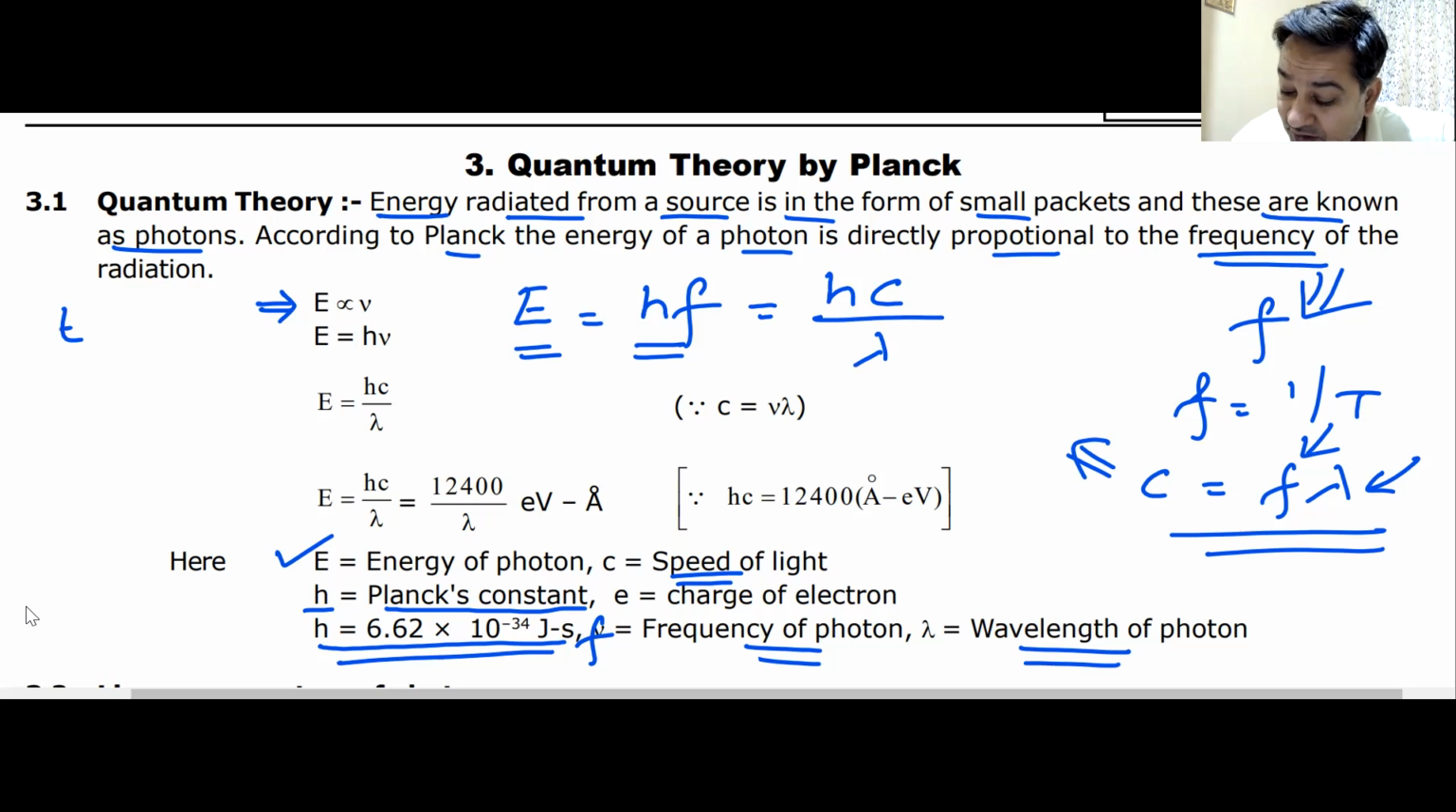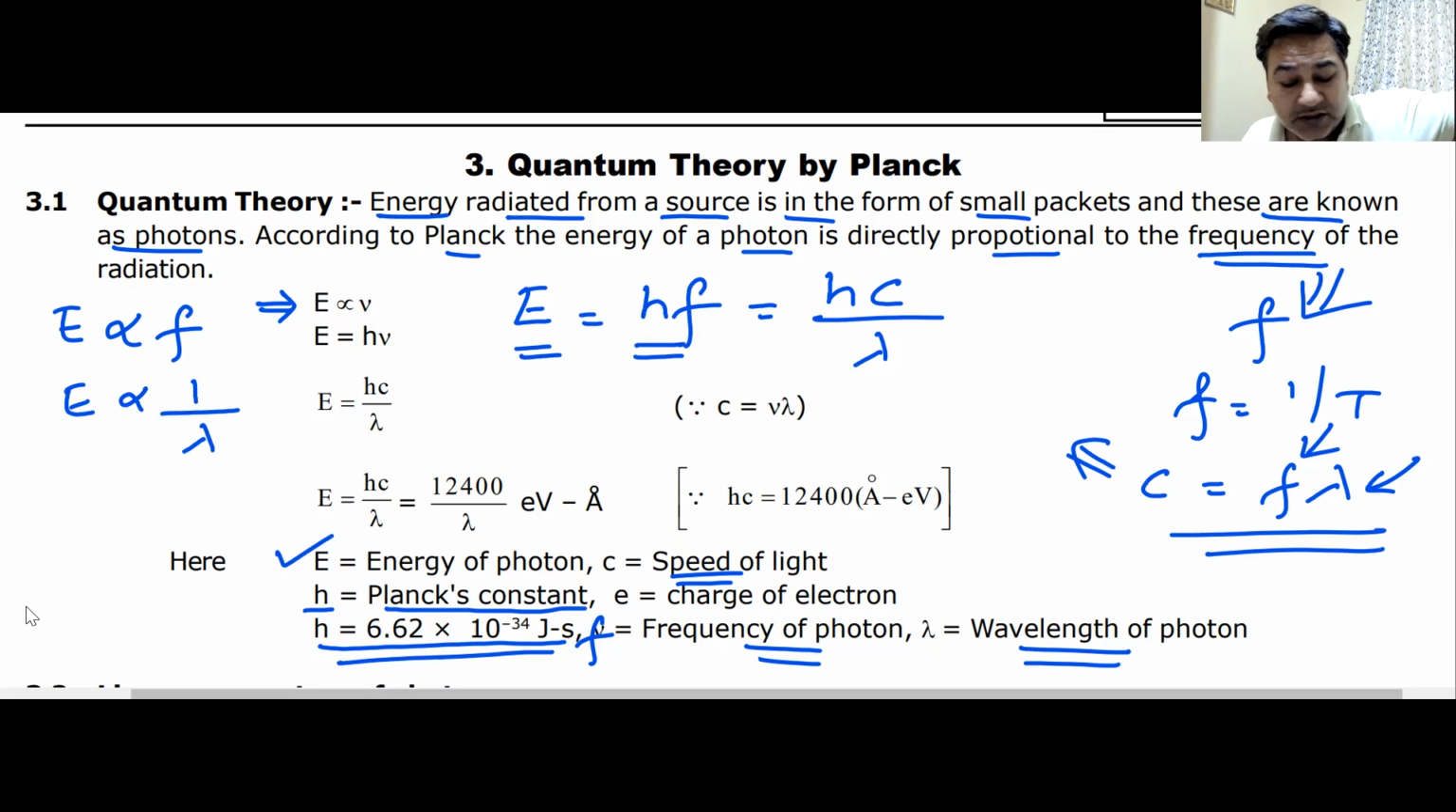So I can write it this way. The energy of a photon is directly proportional to the frequency. Remember, the speed of light is constant. You cannot change the speed of light. H is also a constant, but frequency is different. The energy of this photon is inversely proportional to wavelength. Do we understand this? The more the frequency, the more is the energy, directly proportional. But the less the wavelength, the higher is the energy, inversely proportional. Do we understand this? Yes, sir. That is the basic formula.